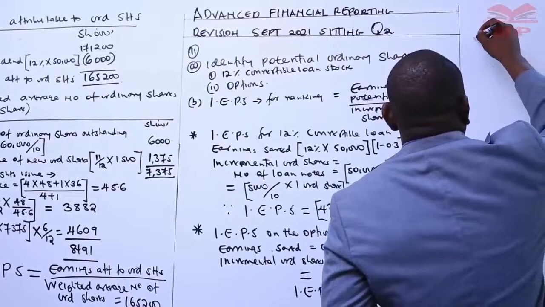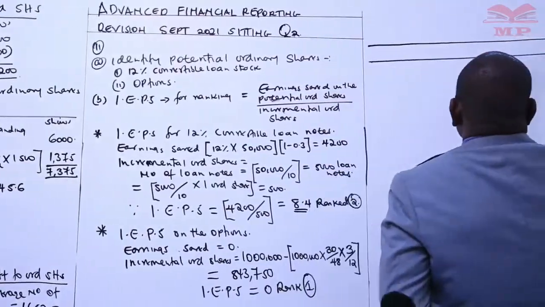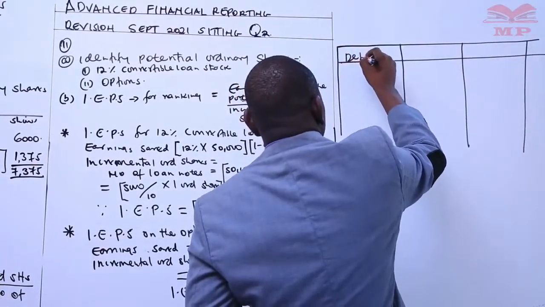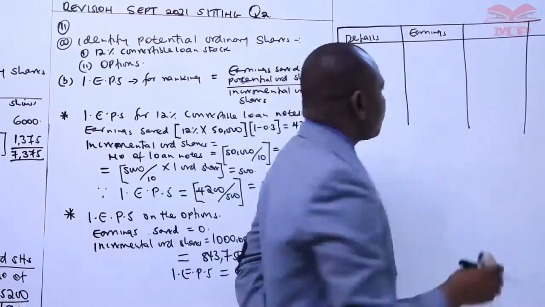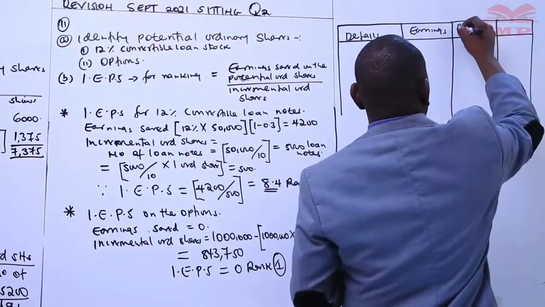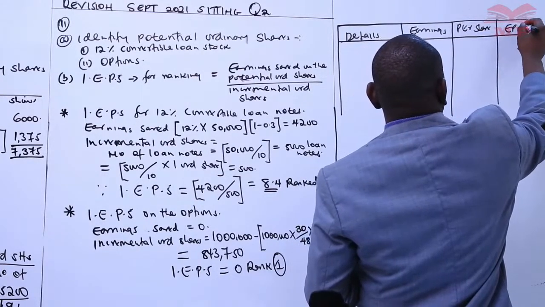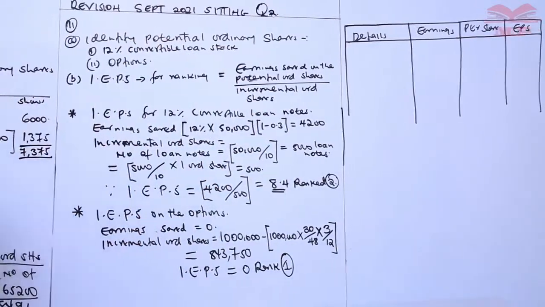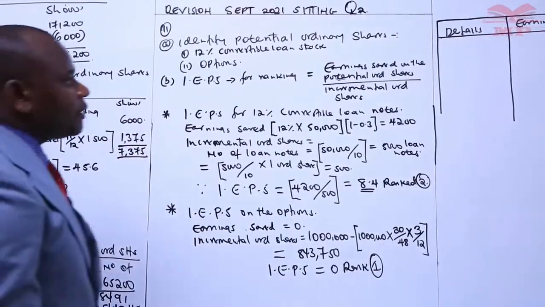You can have a table like that. This is details, earnings, then per share, and EPS. Recall that you are determining the impact of potential ordinary shares on the basic EPS. So you start with the basic EPS.